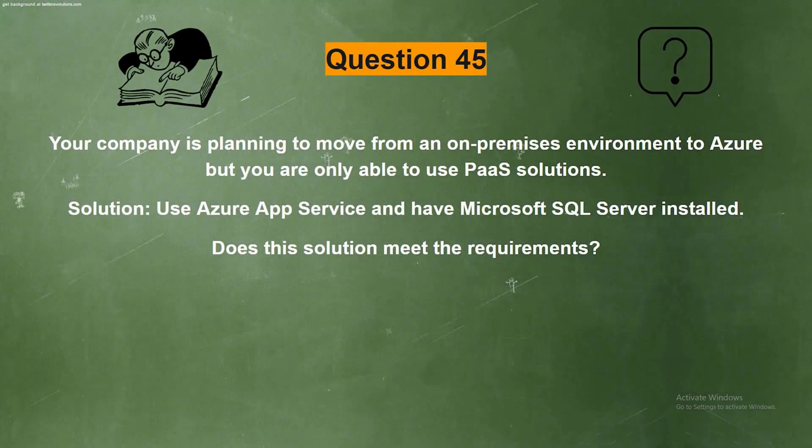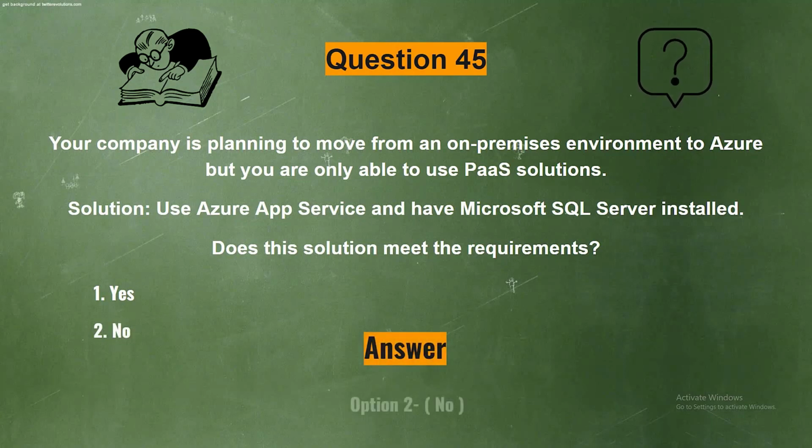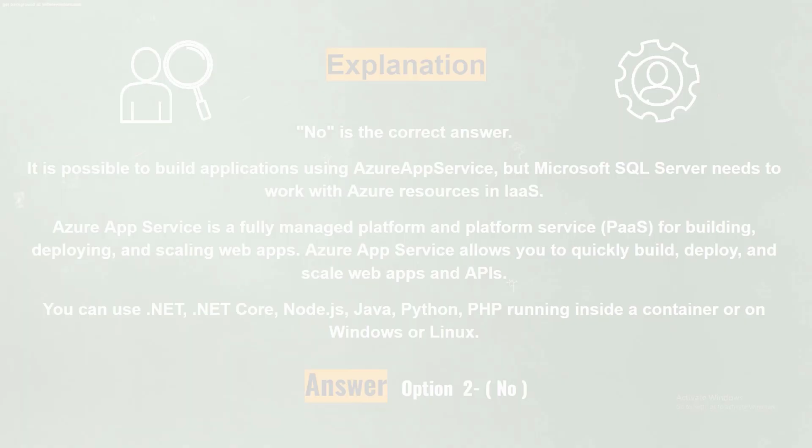Next question. Your company is planning to move from an on-premises environment to Azure, but you are only able to use the PaaS solutions. Solution. Use Azure App Service and have Microsoft SQL Server installed. Does this solution meet the requirements? And the options are option 1, yes, option 2, no. And the correct answer is option 2, no.